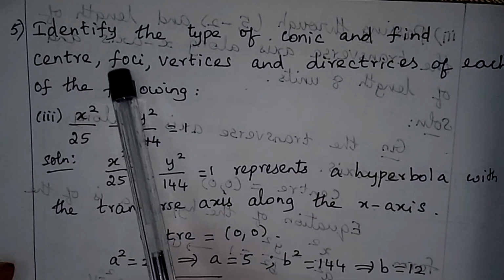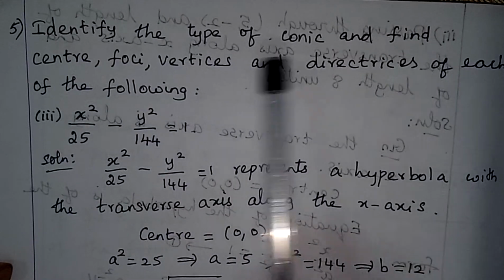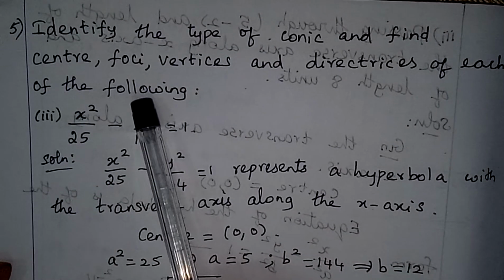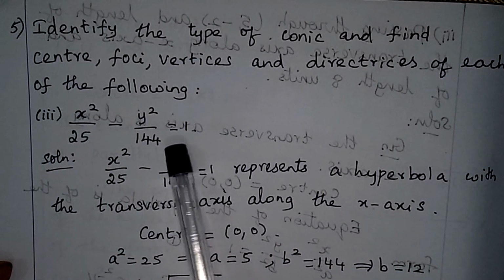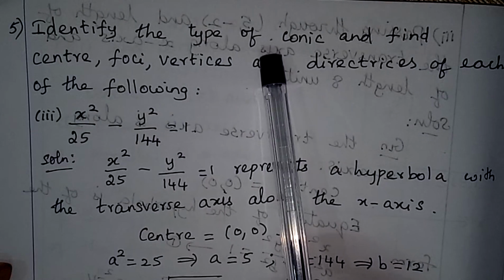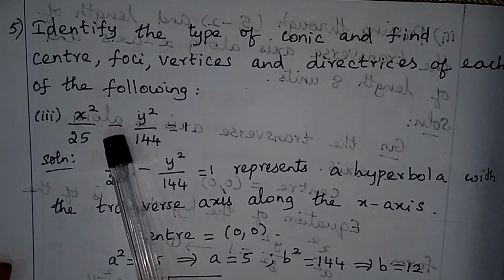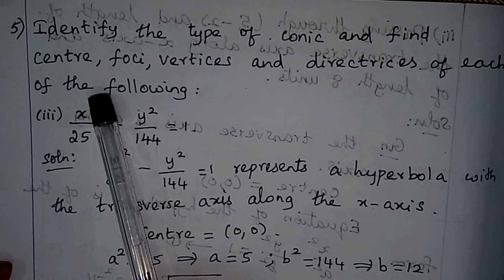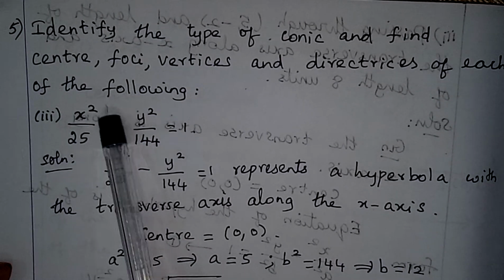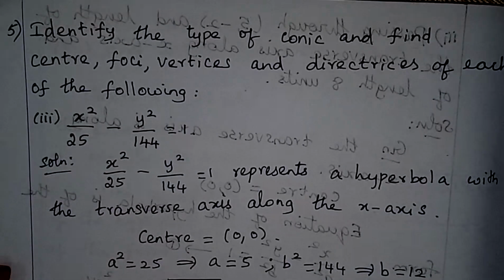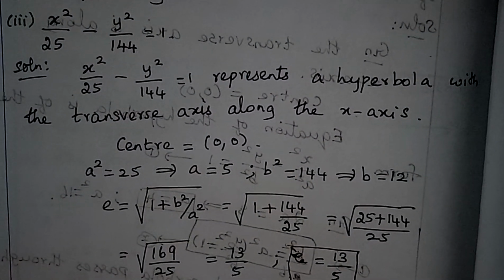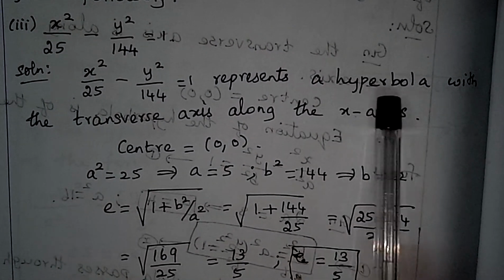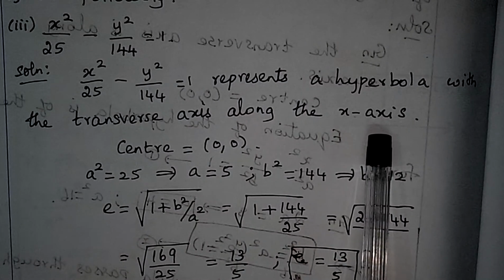Question number 5. Identify the type of conic and find the center, foci, vertices and directrices of each of the following. So here we have one equation. First you have to say which type of conic this is. If you have a minus in between, it will be a hyperbola, and it is the first type if you have x square first. If you have y square first, that will be the second type. So here this represents a hyperbola. This line you have to write, for this you get a mark. It represents a hyperbola with the transverse axis along the x-axis.